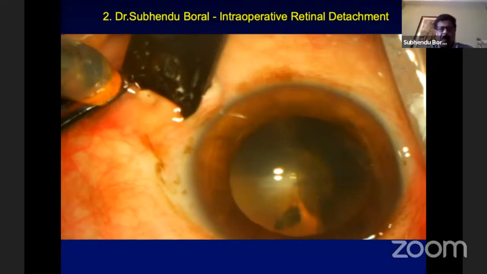It was a phakic case. Maybe accidentally it has gone through the ora serrata or just posterior to the ora serrata, and maybe it is due to the anterior insertion of ora serrata that happened in this case.